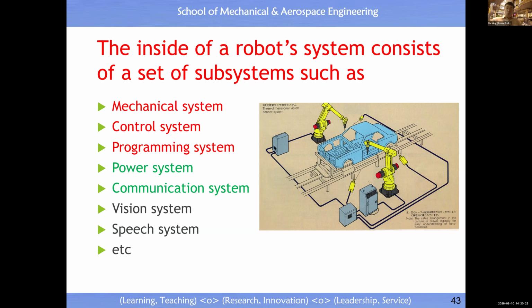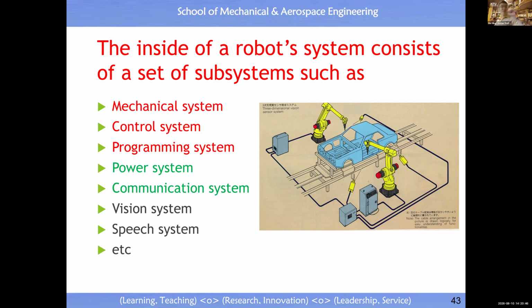IoT means what? It's a network of a processor, sensor, actuator. So a communication system must be there, okay? A robot can output motion. Motion is a manifestation of kinetic energy, right? So a robot itself is an energy system. You must have a power, right? But most importantly, a robot must have a mechanic system, control system, programming system.